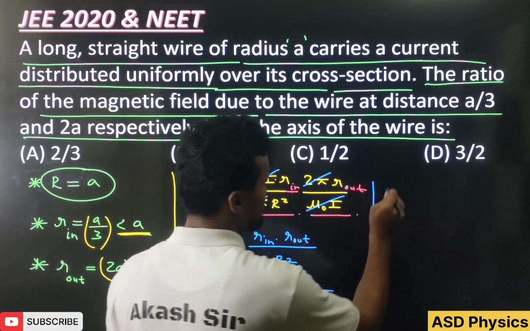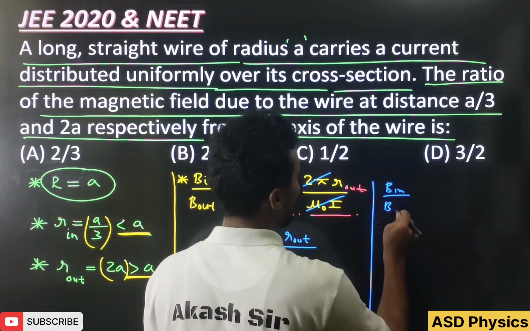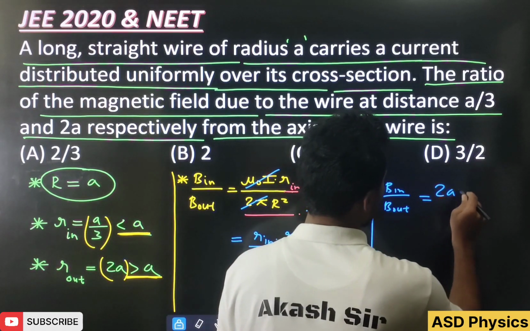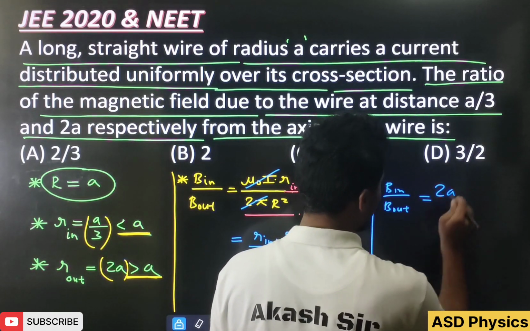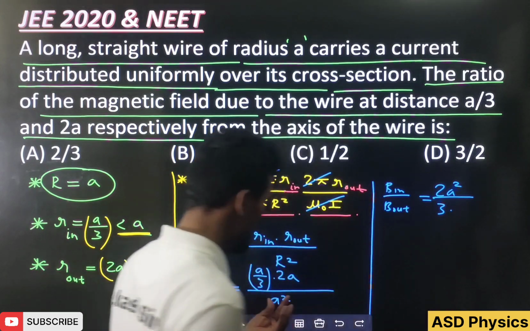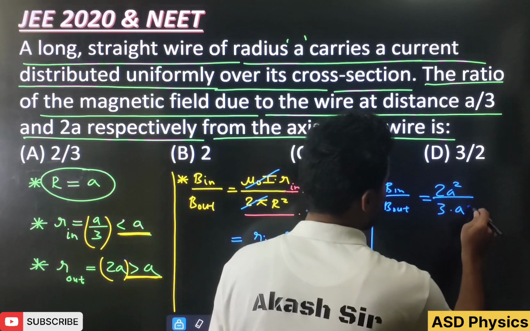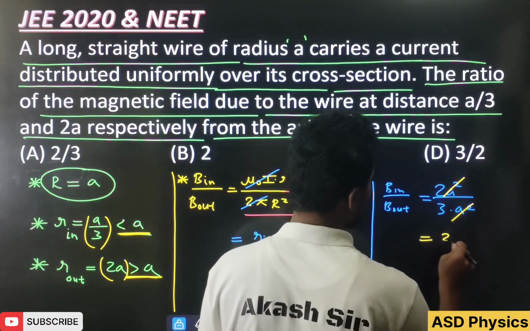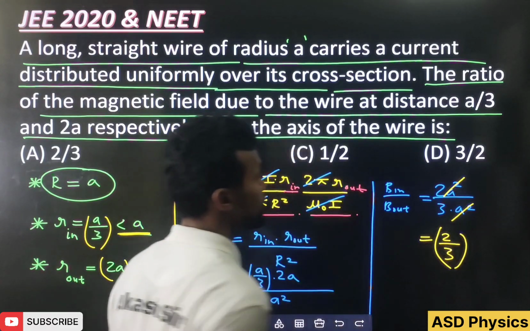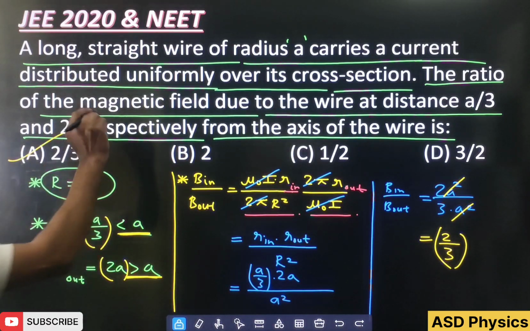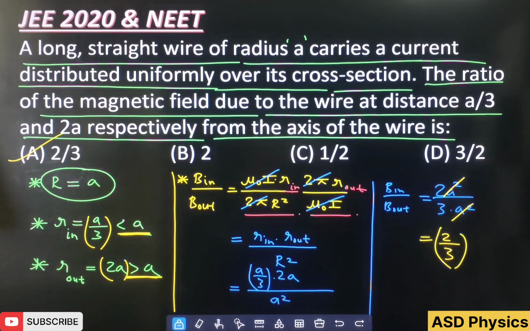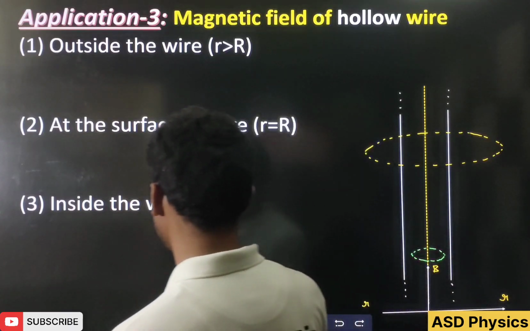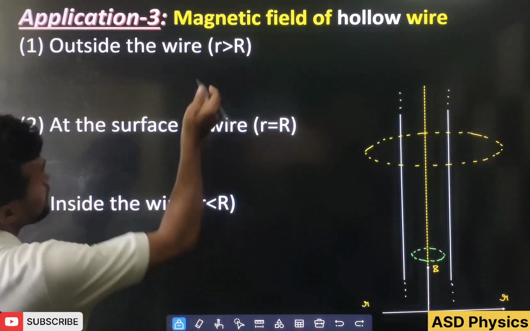Now you can see very well, B in by B out comes out as 2a squared by 3, and again there is one more a squared. So this a squared and a squared will cancel out, and the answer is 2 by 3. So B in by B out is 2 by 3. Can you see, we have seen the ratio; we have to identify which point is inside and which observation point is outside. Now we are coming to the hollow wire.